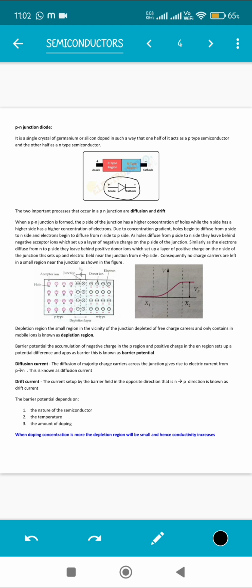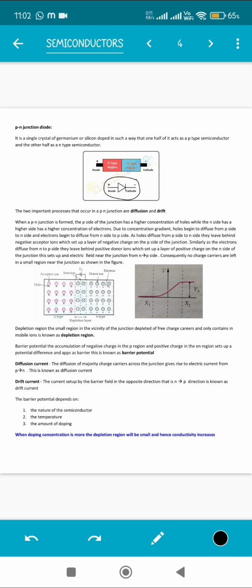Of course, P side means there will be more number of holes, N side means there will be more number of electrons. Due to concentration gradient, holes begin to diffuse from the P side towards the N side, and electrons begin to diffuse from the N side towards the P side. So what is concentration gradient? There is a difference in concentration of electrons and holes in both the regions. So because of this difference, the electrons are moving from the N side to the P side, holes are moving from the P side towards the N side.